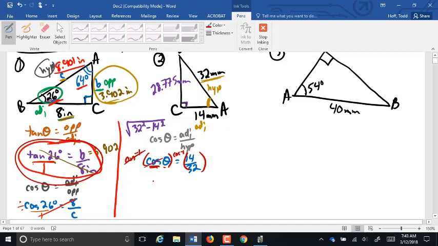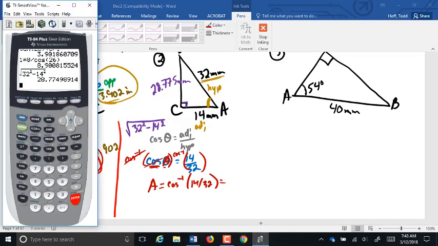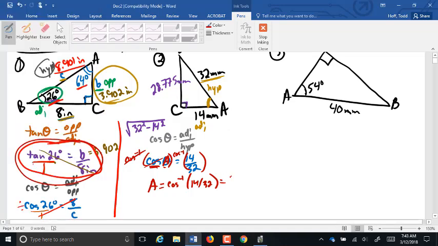The cosine and inverse cosine cancel out, leaving me with the angle. Actually, I'm looking for angle A, so I'm going to put angle A in there. The inverse cosine of 14 divided by 32 is 64.06 degrees. So this is 64.06 degrees. Now at this point, I could just subtract from 90 to get angle B up here.